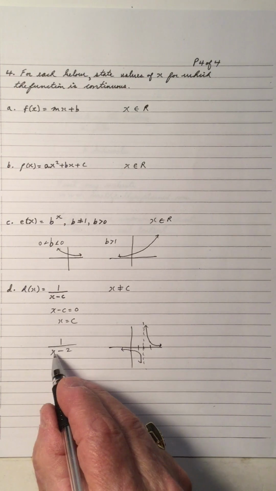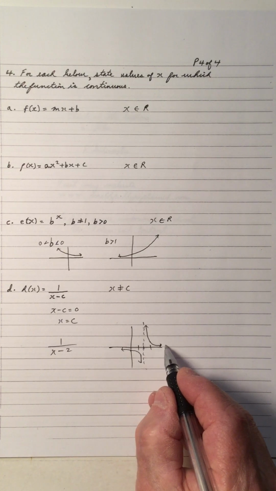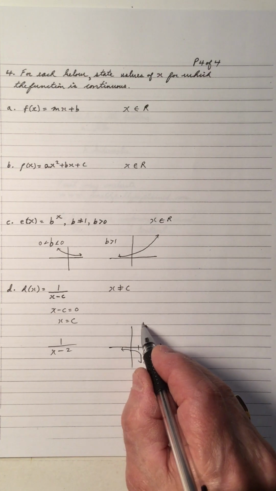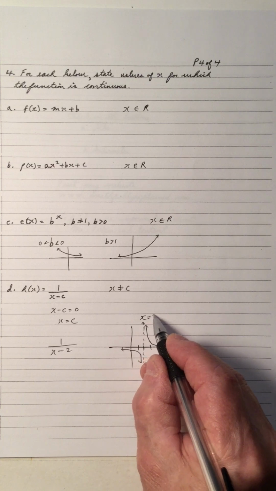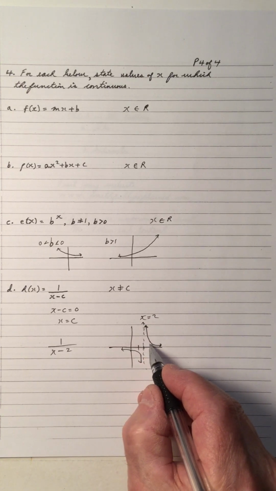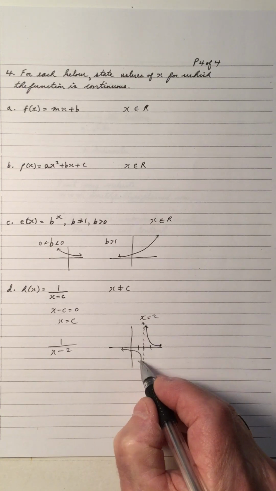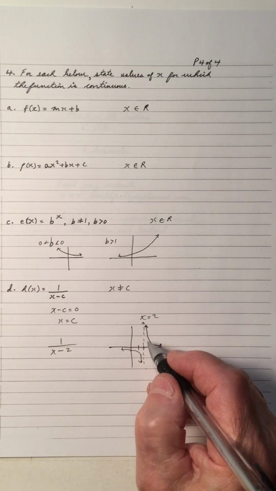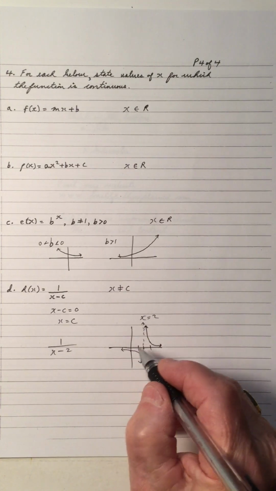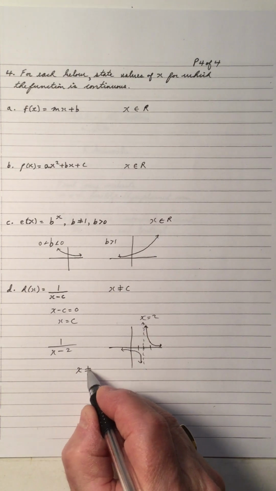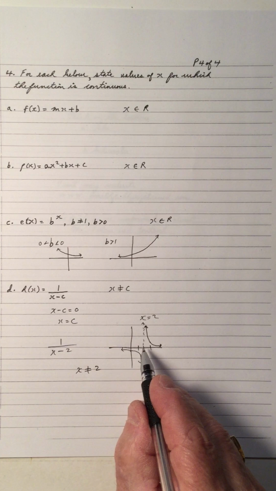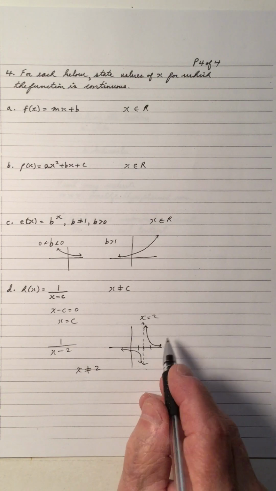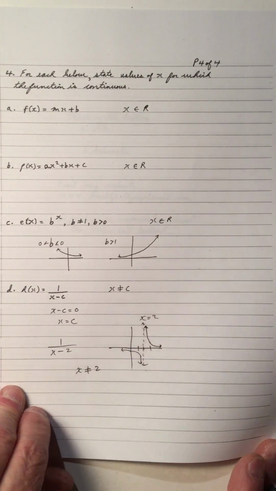So this curve is doing this. Again, as x approaches infinity, the y value approaches 0. And as we get closer and closer to x equals 2, it goes to positive infinity on the right, and to negative infinity on the left. So this is continuous at all values except x equals 2, x is not equal to 2. So when x is 2, it's discontinuous. And that's a review of continuity.